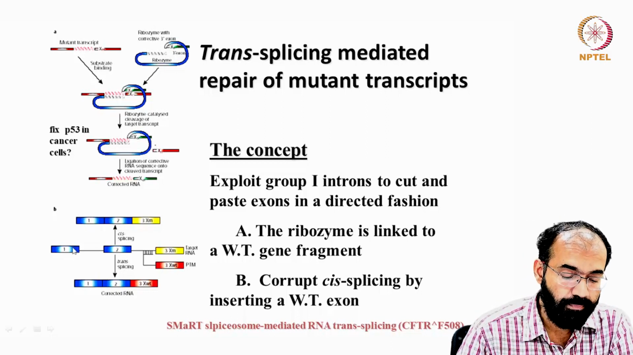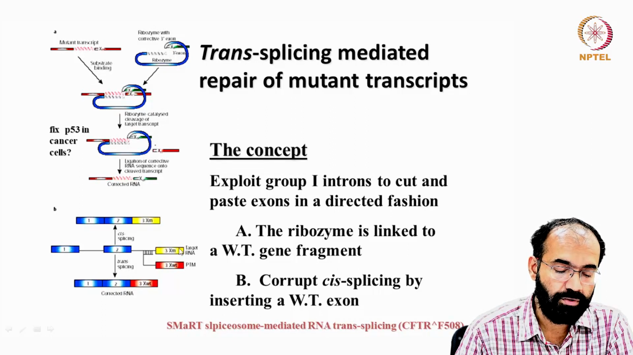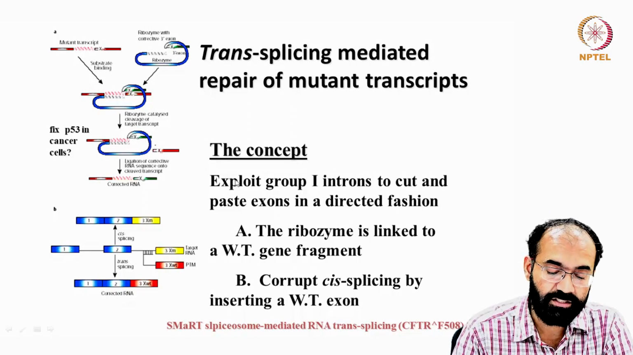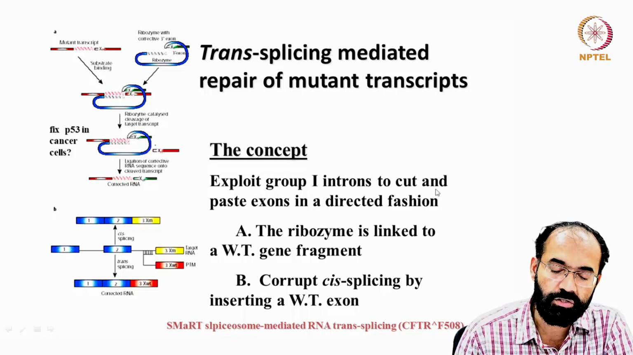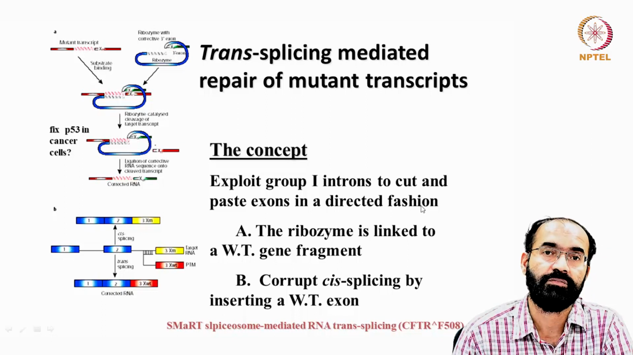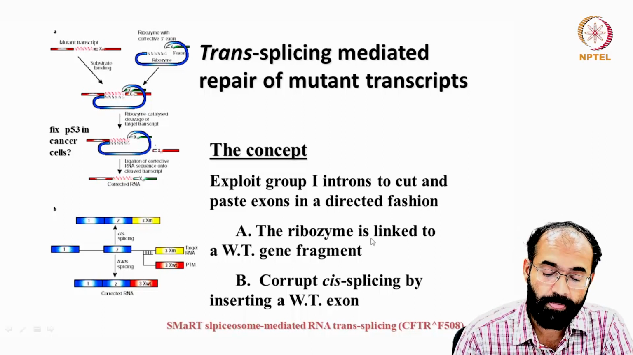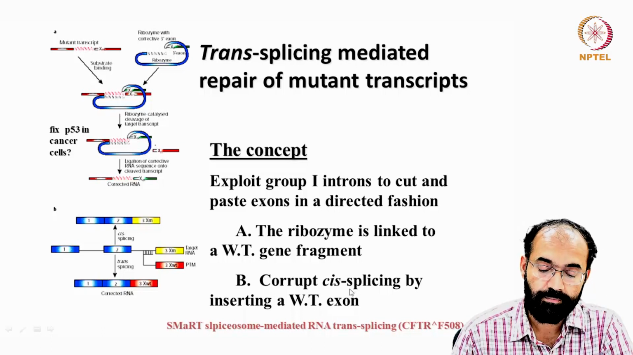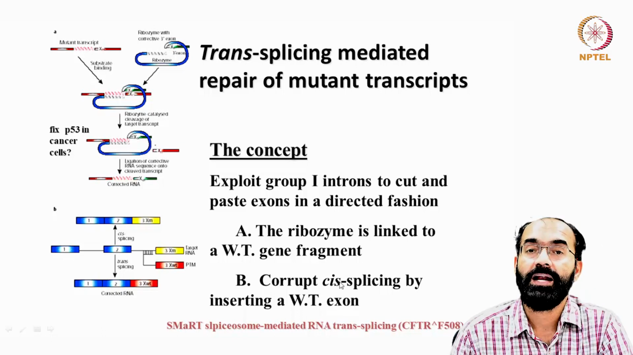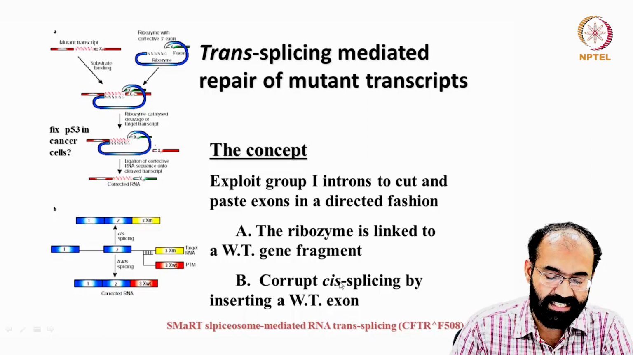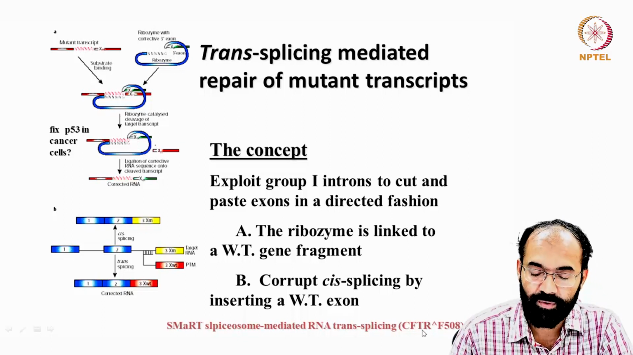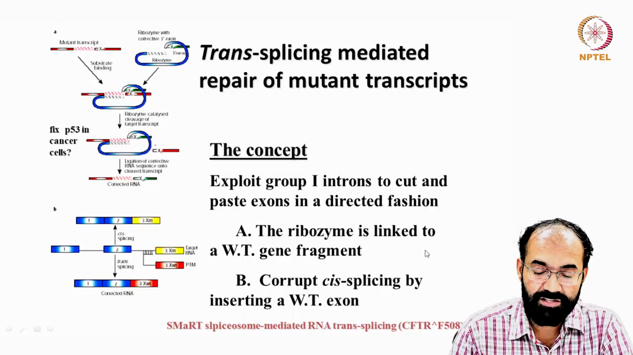And like you can see here, if you have a mutated exon, you corrected it, fixed it here, and you end up getting a corrected RNA which can function quite effectively. So the concept is to exploit the group 1 introns to cut and paste exons in a directed fashion. We saw how group 1 introns function. The ribozyme is linked to a wild type gene fragment, and the corrupt, meaning damaged, exon is replaced; trans-splicing by inserting a wild type exon is very much possible. One such example is spliceosome mediated RNA trans-splicing. So this is a way in which you end up fixing damaged exons.